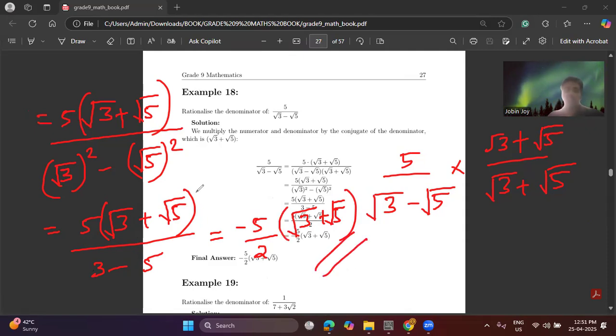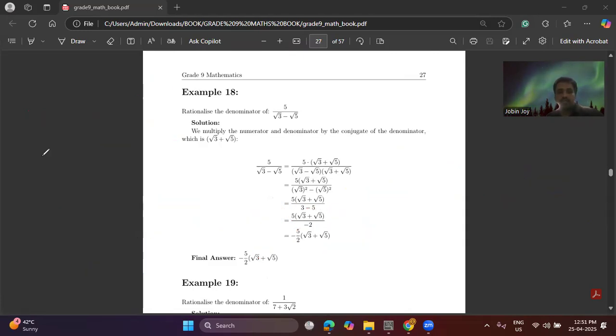Very simple. Multiply by the conjugate. That's it. Now check the denominator. The denominator is a rational number, right? Yes.